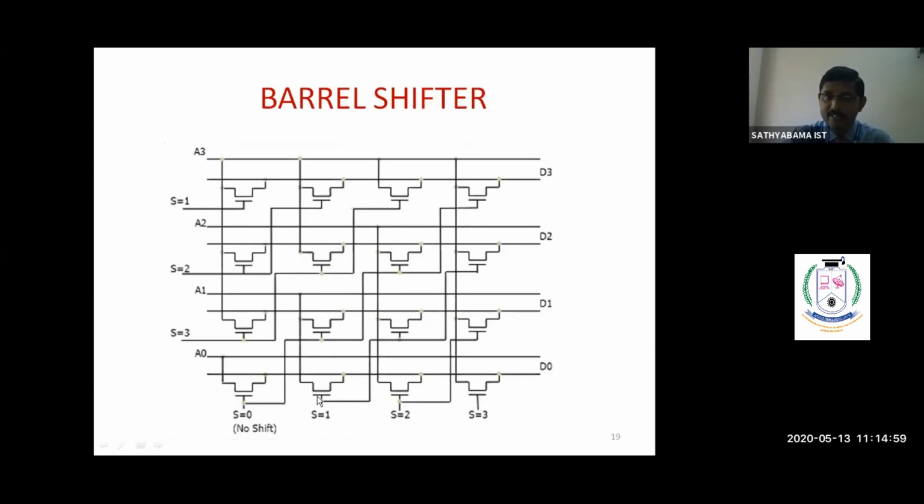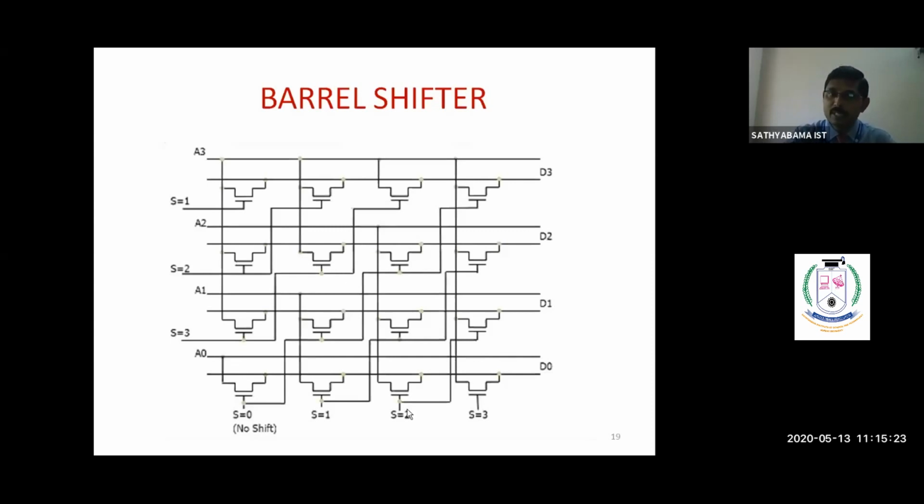Therefore, this transistor is getting activated. Therefore, this A1 value is passing through this transistor and reaching D0. That means A1 is coming to D0, A2 is coming to D1, and A3 is coming to D2. Then this diagonal transistor is getting activated, which means this A2 value is passing through this transistor to D1. Okay, so like this we can make 1 bit shifting.